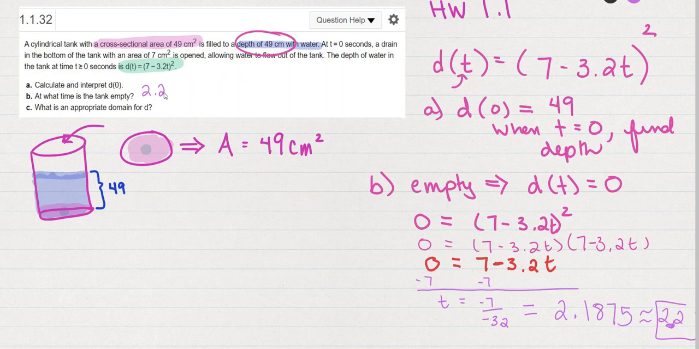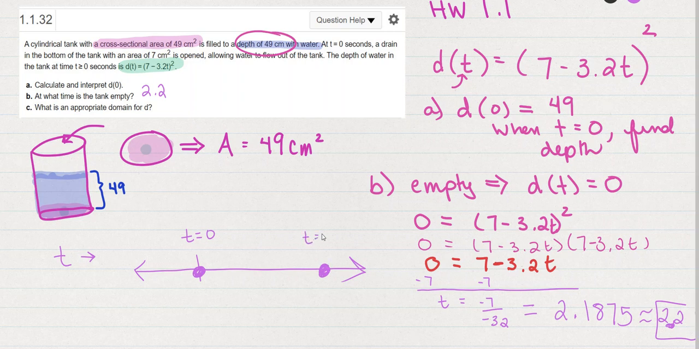And what's an appropriate domain for d? So what can t range from? On a number line, we could see that certainly we can't go below t equals 0. But what's the longest it's going to take before the water in this tank is all gone? So what's the time frame where the draining stops?